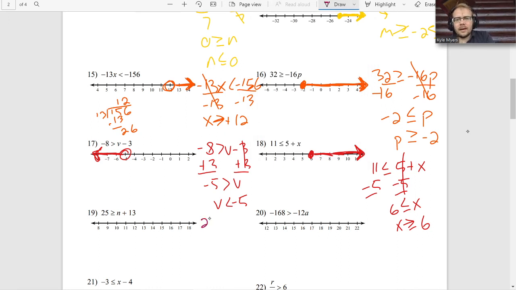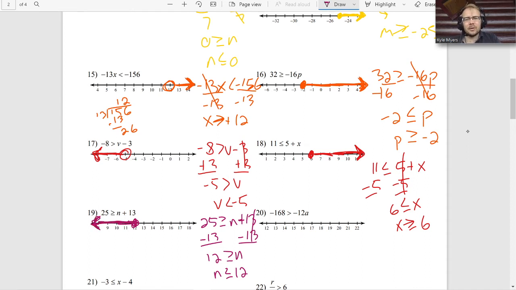And let's see, 25 in plus 13. Opposite of plus 13 is minus 13. Minus 13 gives n and 12, and I need to flip it again. And they're giving us a lot of these ones that we need to flip. You've got to have the letter on the left-hand side. You can also read it backwards, like I was saying earlier.